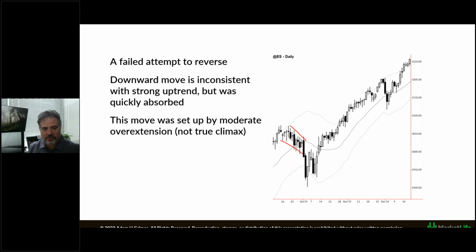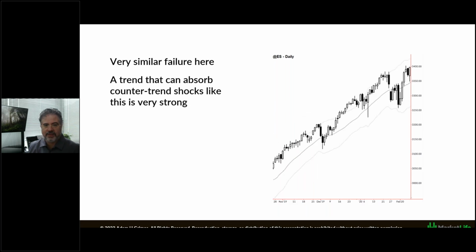Failed attempt to reverse. And even though in this case, like this is a lot of downside momentum, the uptrend does continue. Uptrend continues into a moderate overextension. So moderate overextension down here, and then by the time we get up here, we're also slightly overextended. There's a similar failure here, and as I already talked about this before, I don't need to spend a lot of time here. But typically trends that can absorb these kind of counter trend shocks are very strong trends.